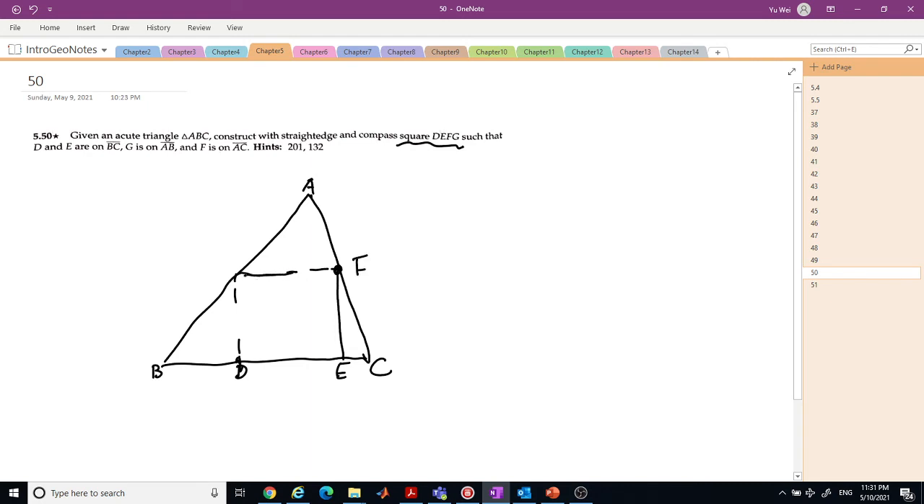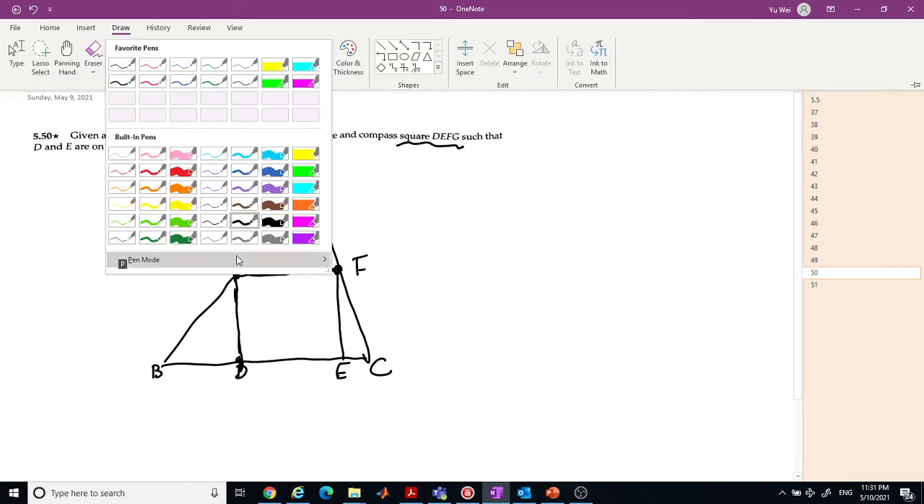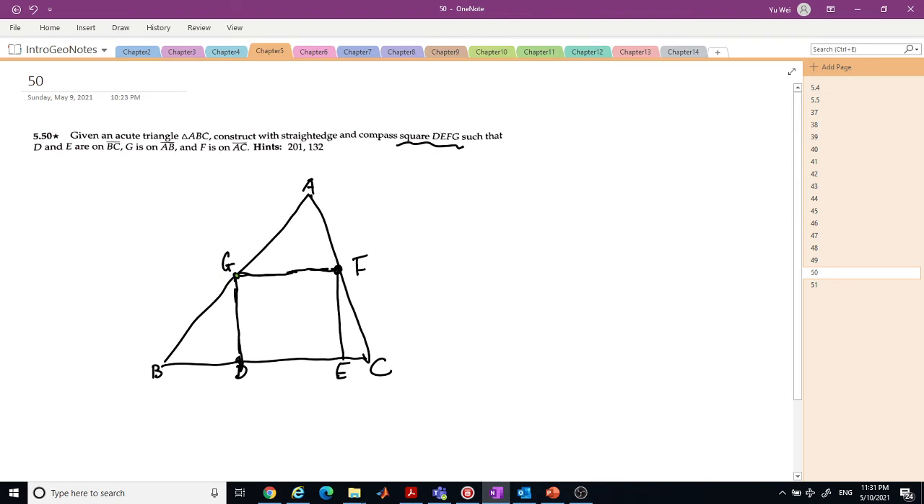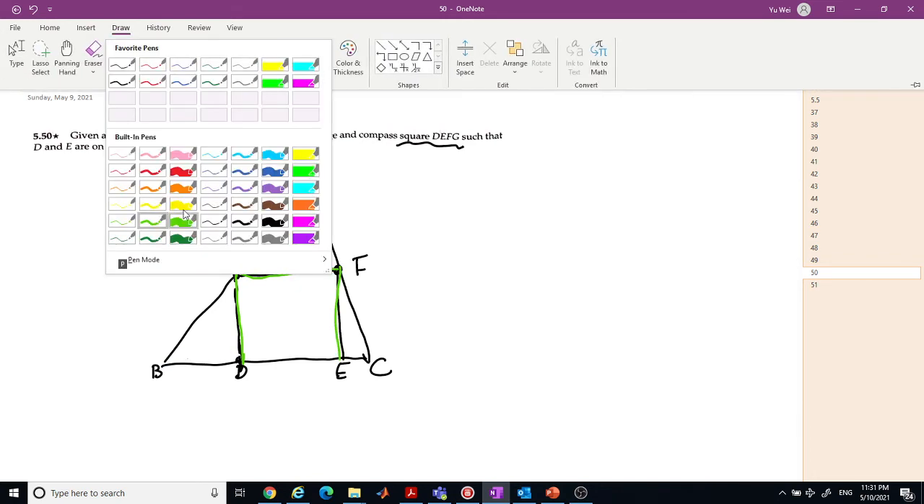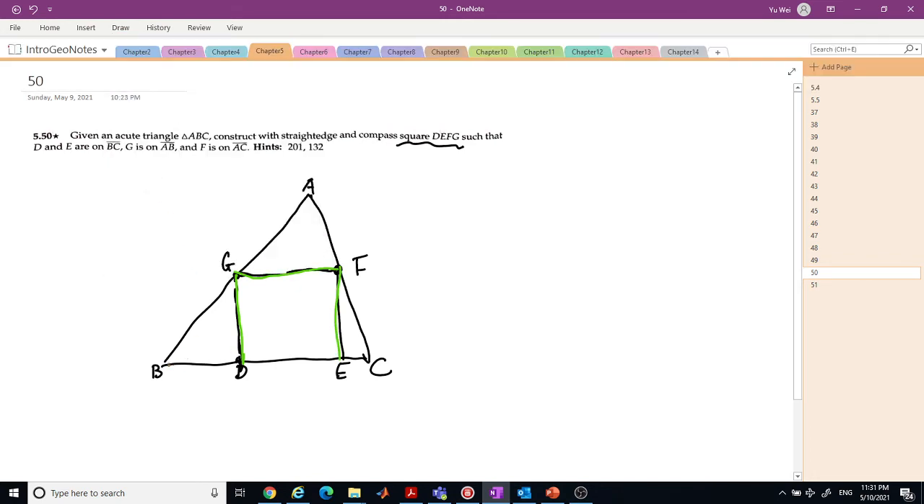F is on AC. Okay, so how can we construct this square inside a triangle? Let's assume we already constructed it. Let's see what properties this square has. Now let's connect it to BF.